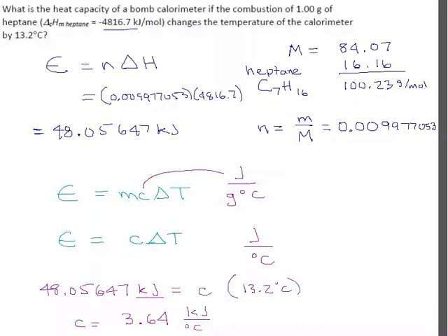And is that the right number of significant digits? I glanced up and saw this 3. I'm just making sure. Yeah, two of our numbers only had 3 significant digits, so this is an appropriate one for the answer. 3.64 kilojoules per degree Celsius.